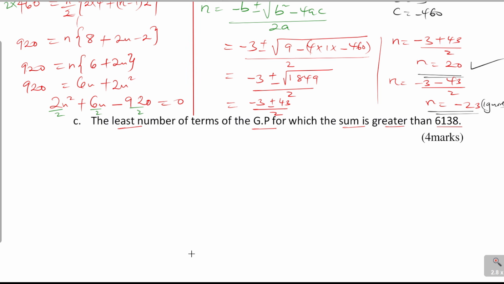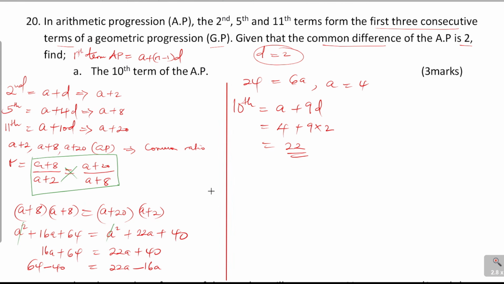GP, we need the formula that you're going to use. How do you get the sum of a number of terms n for a geometric progression? There are two. One is when the common ratio is greater than 1, and then we have another formula when the common ratio is less than 1. So we need to know the common ratio of this GP. So let us go to the terms.